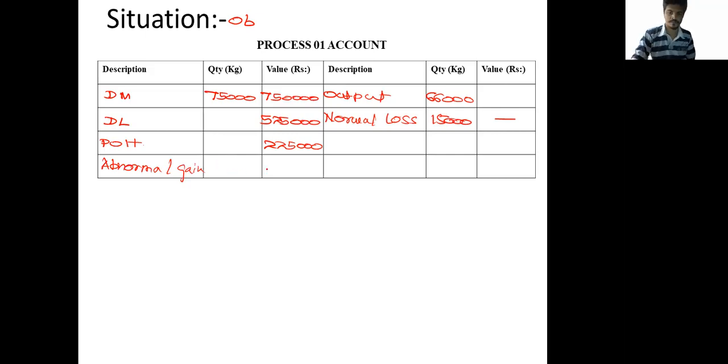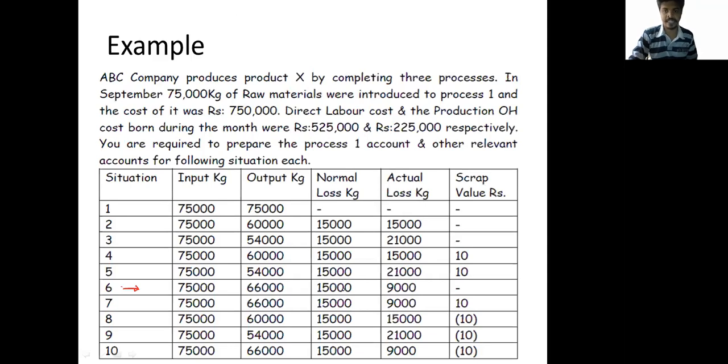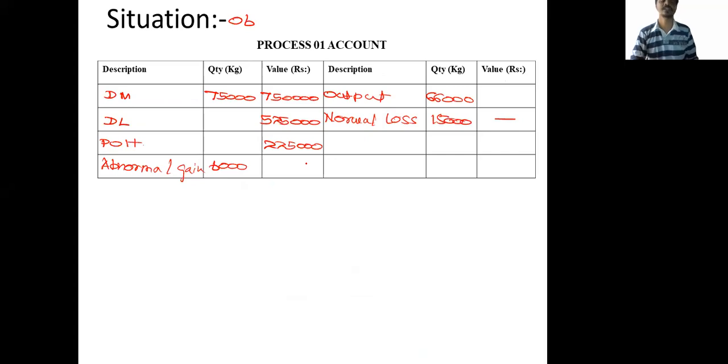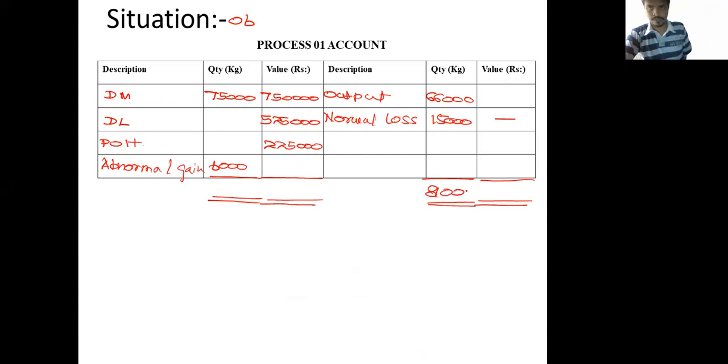How many units? 15,000 normal loss, 9,000 actual loss. The difference between actual loss and normal loss is the abnormal gain. Then here, abnormal gain, 6,000 units. Still we don't know the value. But now we can check whether the quantity columns are equal or not. Here total is 81,000. Here total 81,000.